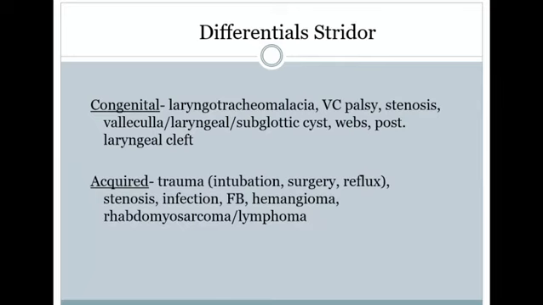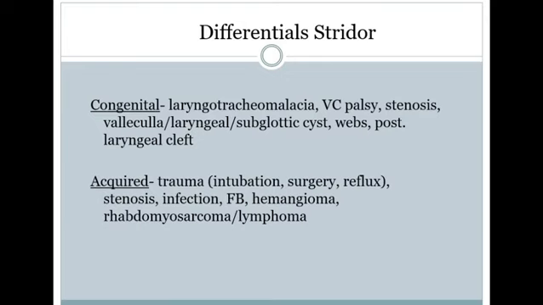Okay, the other acquired cause is non-febrile. Non-febrile cause, you should rule out trauma. Trauma leading to a stenotic airway. The commonest traumatic cause is iatrogenic trauma. When you're talking about iatrogenic trauma, what comes to your mind? Intubation. Yeah, intubation trauma is the majority of the causes of acquired non-febrile stridor nowadays.